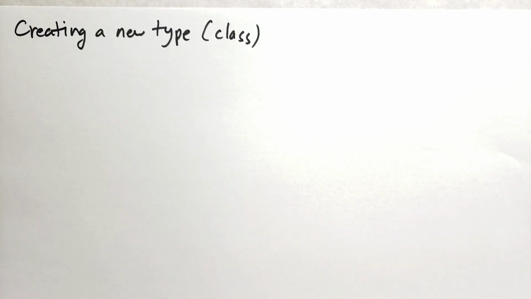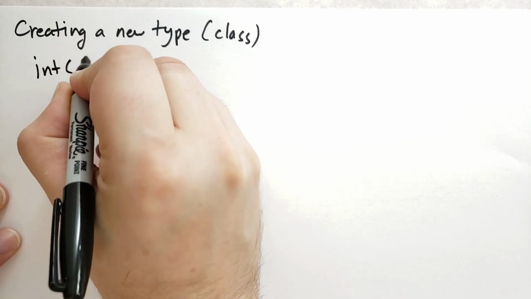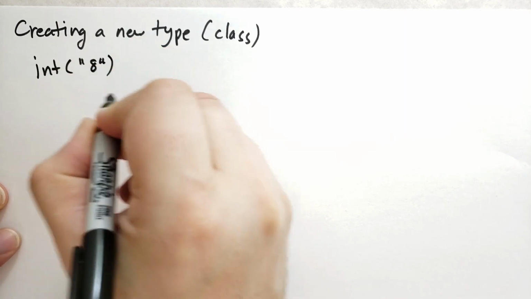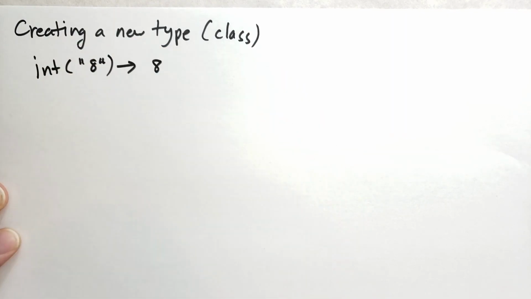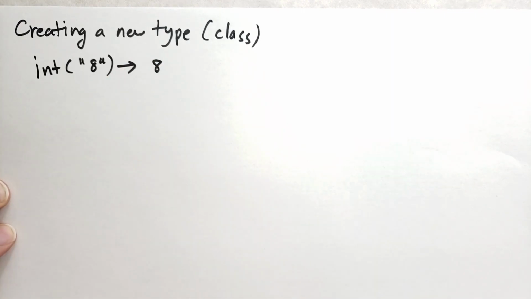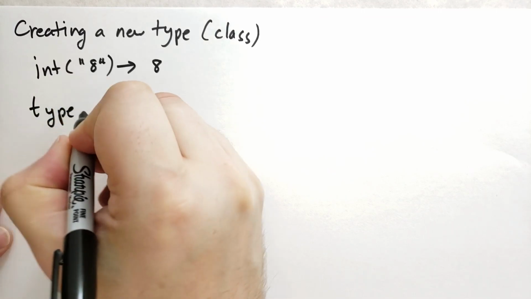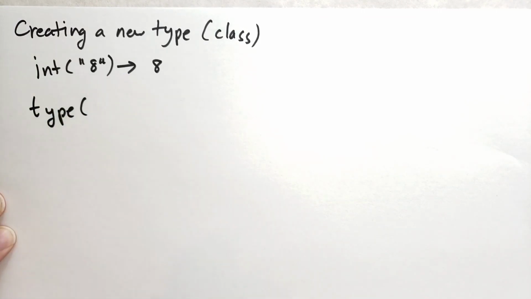I'm going to introduce to you a new way to use the type function to create new types. Just like we can use int and pass in something like the string 8, and then we get an integer. Well, if you want to create a new type, something comparable to an int that has its own behavior, its own methods, then we can actually use the type function. When we call it with a single argument, we find out what the type of that thing is. In this case, we're going to call it with 3 arguments.